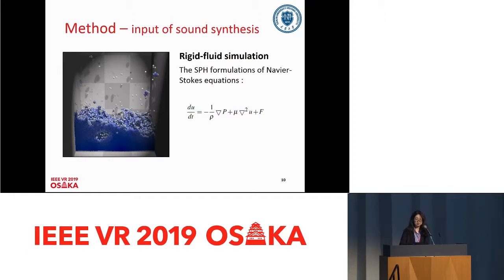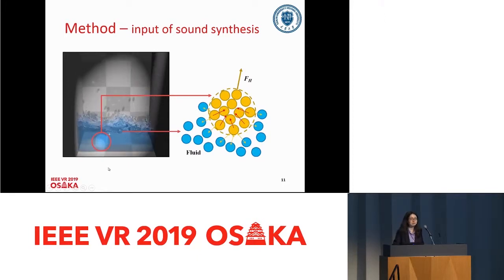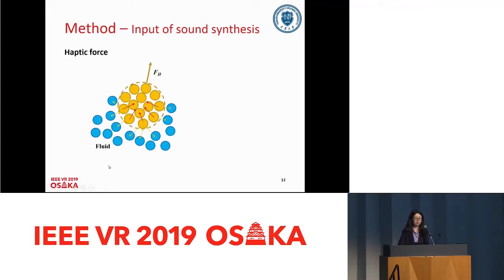First, the input of the sound synthesis. Our rigid and fluid simulation is built on an SPH method. In SPH simulation, rigid and fluid are represented as particles. Here is a frame before rendering, and these are rigid particles and these are fluid particles. Here is a frame after rendering. Then we will calculate the haptic force.